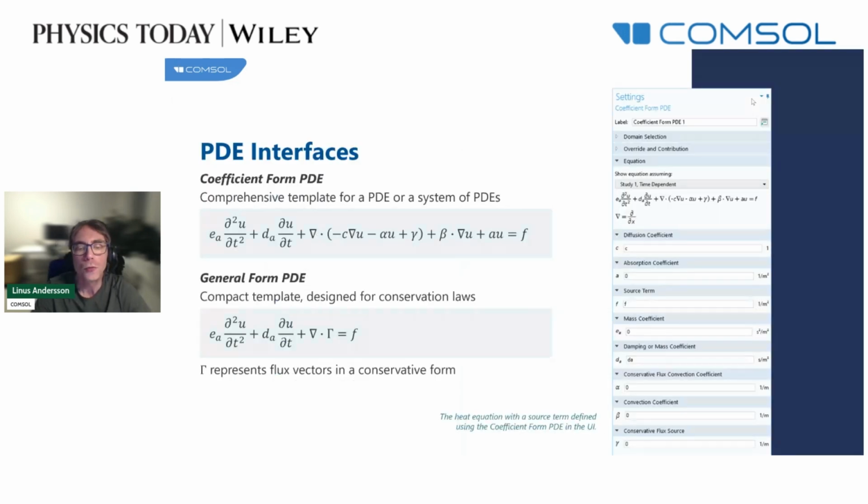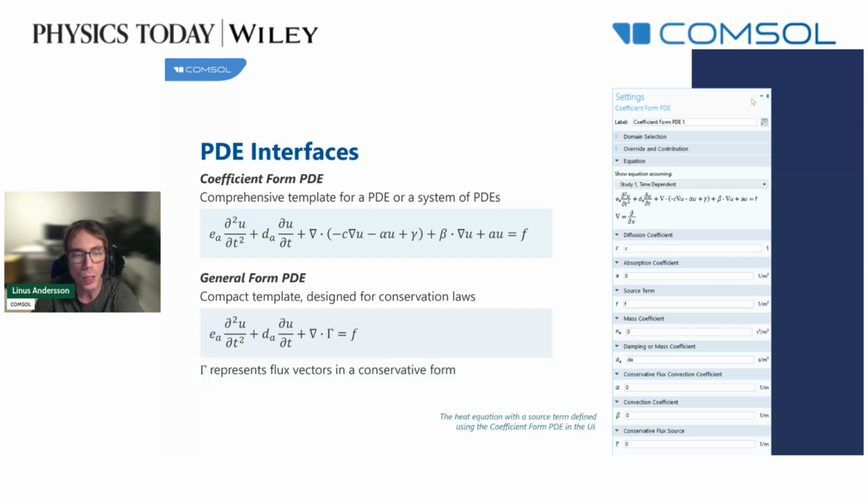Chief among the PDE interfaces are the coefficient and general form interfaces. These are rather similar. You can typically choose which one you prefer. The coefficient form has more, well, coefficients, but you can add those to the general form too if you like. So what you do when you set up an equation is basically you pick one of the interfaces, you fill in values, parameters, or expressions for the various coefficients.